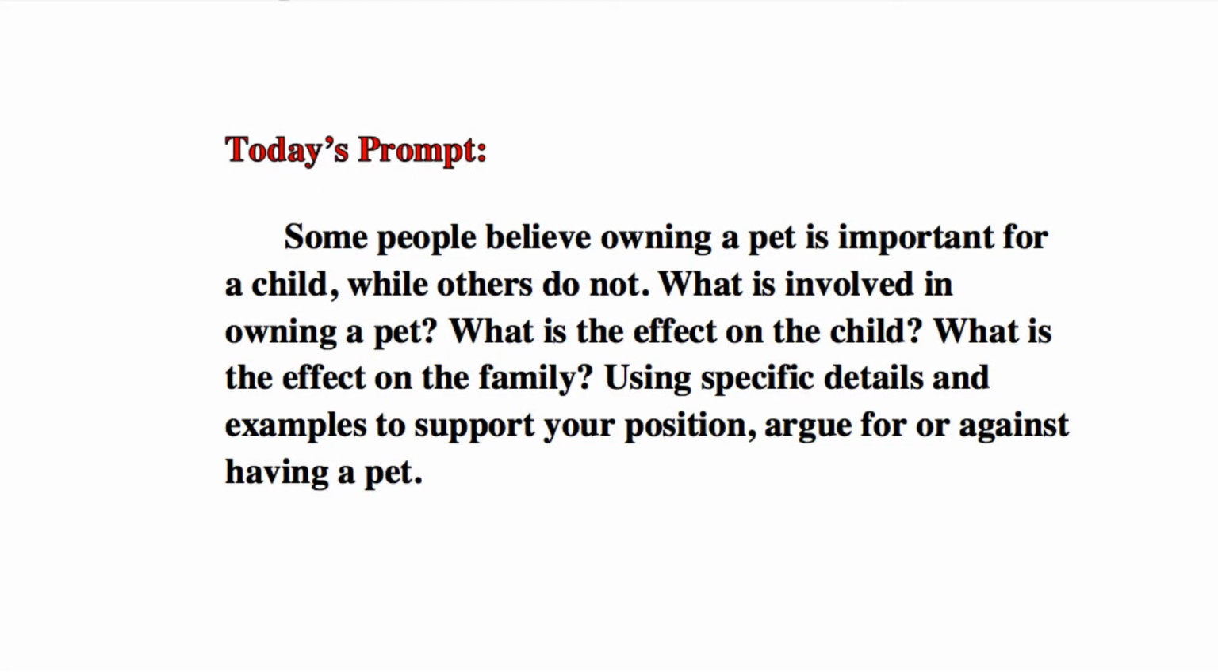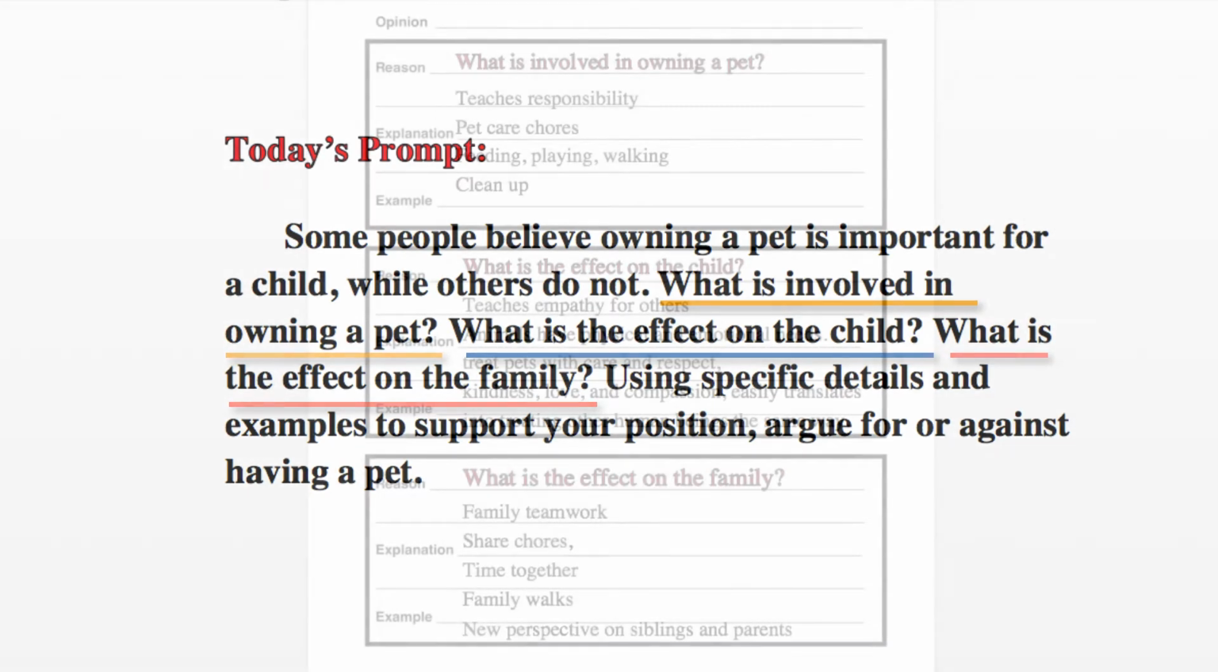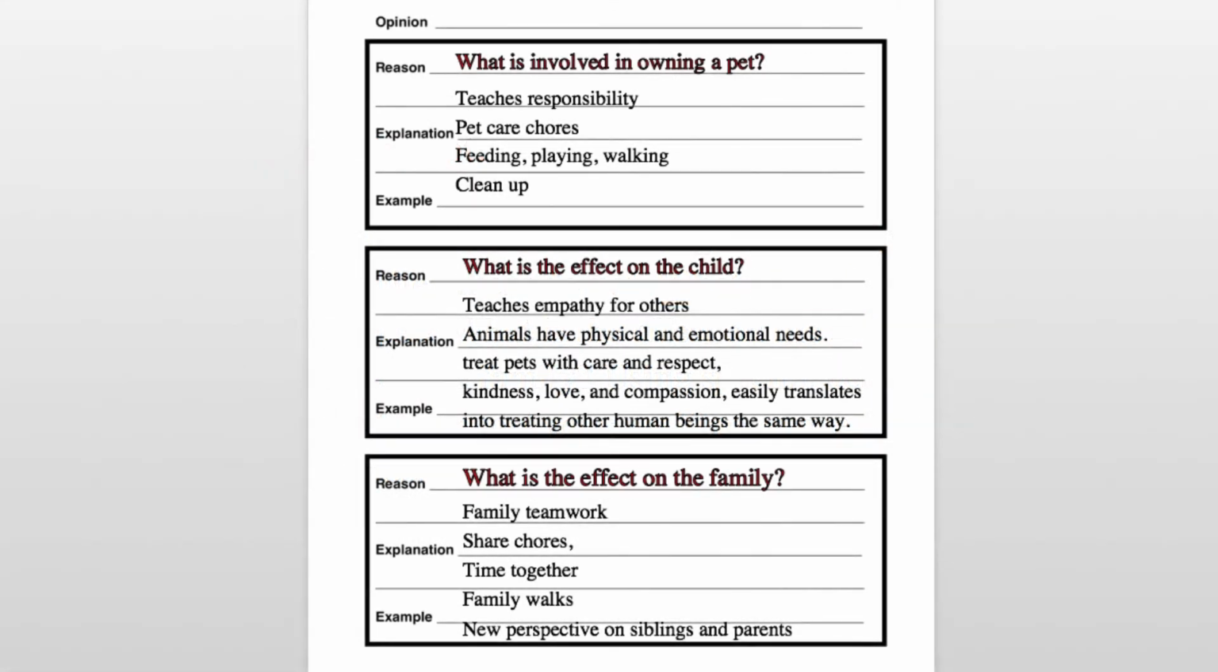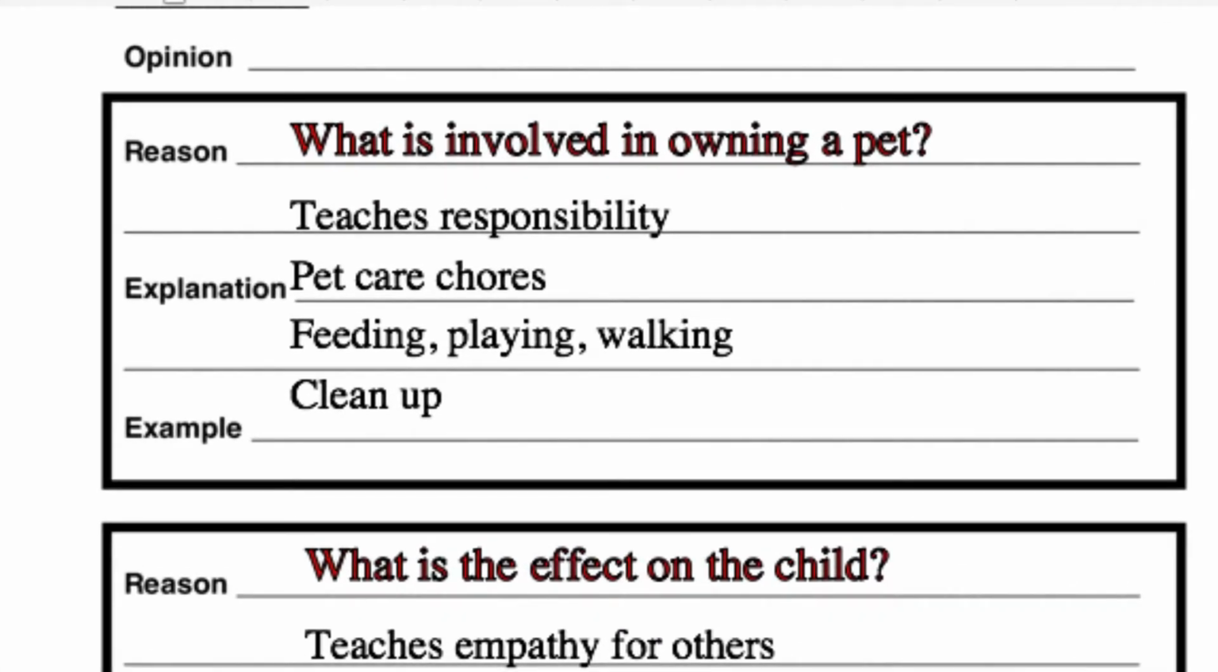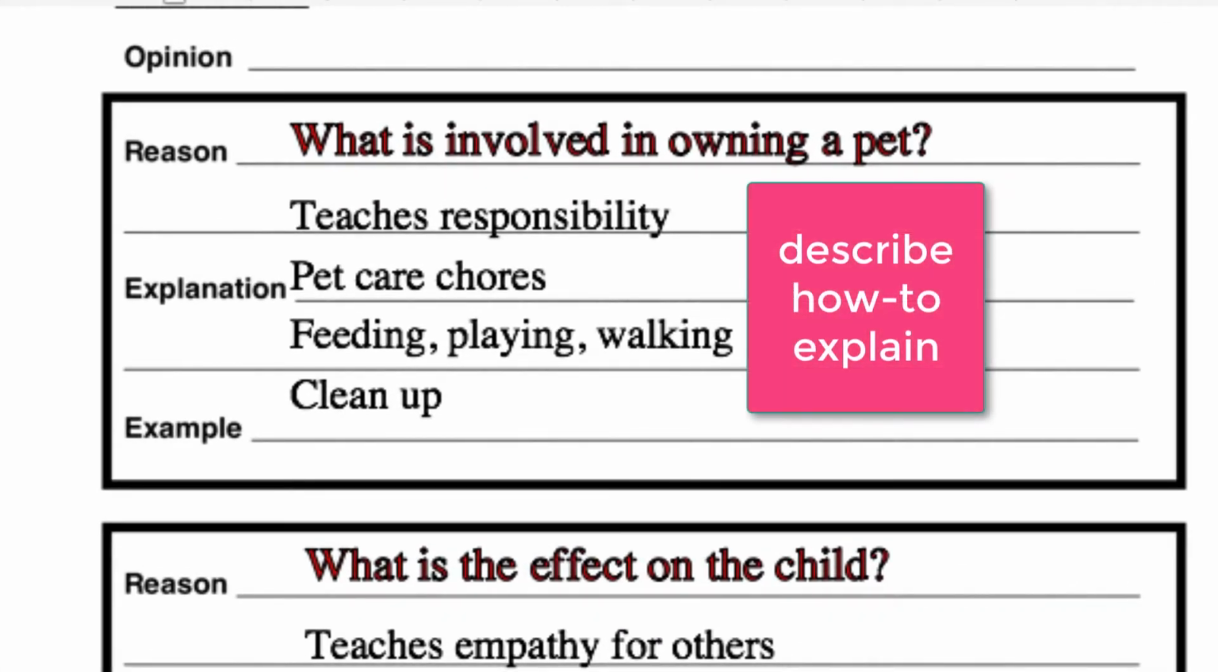Reread the prompt. A good writing prompt should direct the writer's thinking. The prompt is arranged as 3 questions. The student will use the questions as a guide to organize their thinking. Beat 1. What is involved in owning a pet? You'll describe, you'll tell how to, you'll explain, you'll present information.